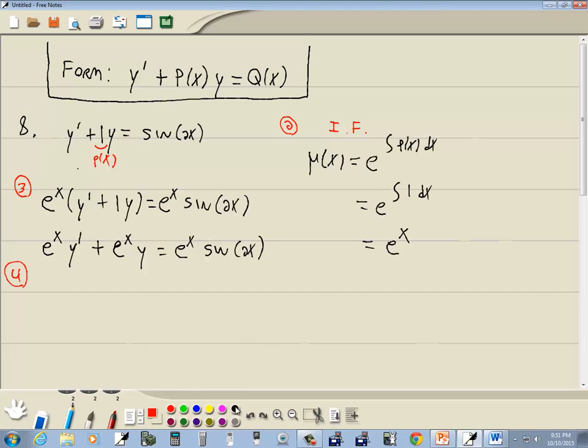Step 4. Recognize that the left side is a product rule. Our y will be our p, and y prime will be p prime.